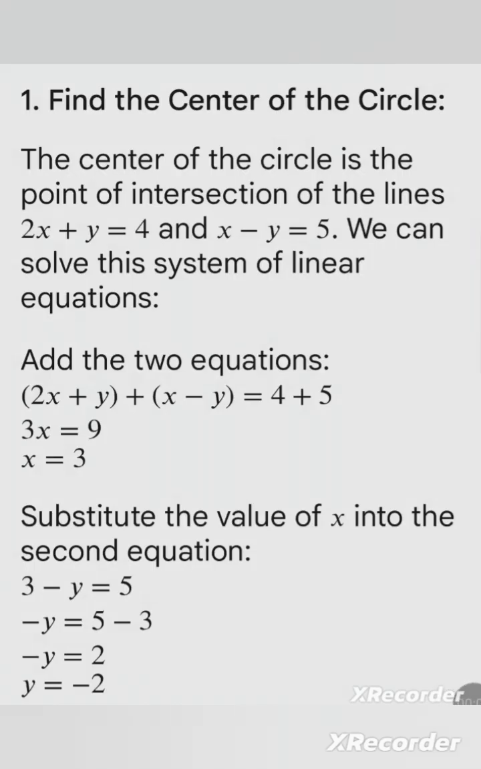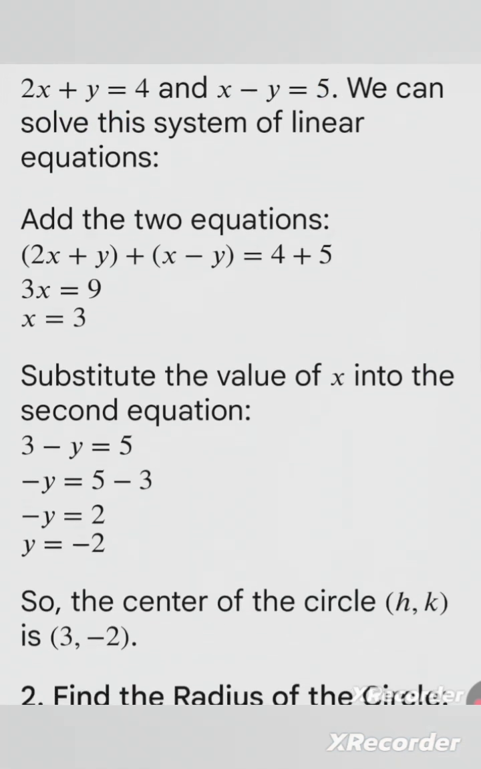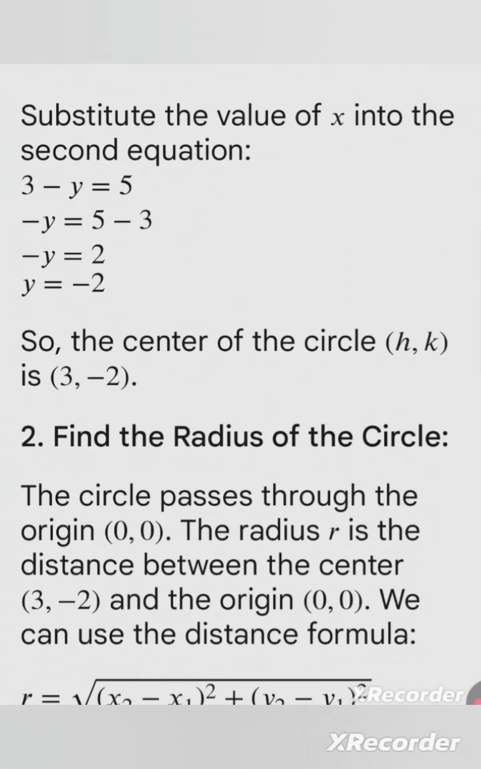Sum number 6 says find the equation of the circle which passes through the origin and whose center lies at the point of intersection of 2x plus y equals 4 and x minus y equals 5. Now first we have to look for the center. To find the center, we have to solve these two given equations simultaneously, which has been done here: x is 3, y is minus 2. Done. So the center is at 3 comma minus 2.